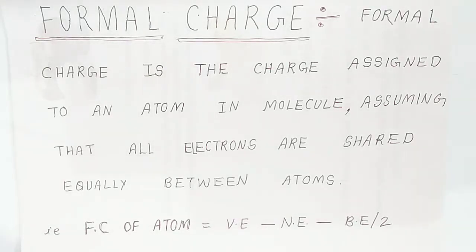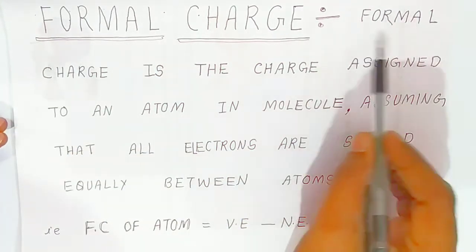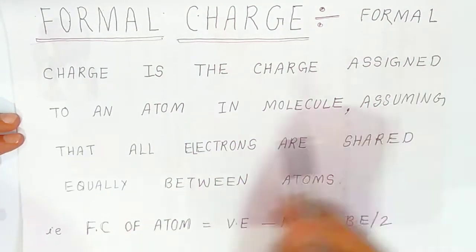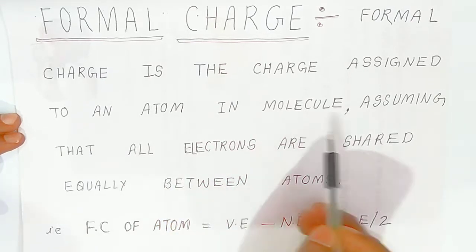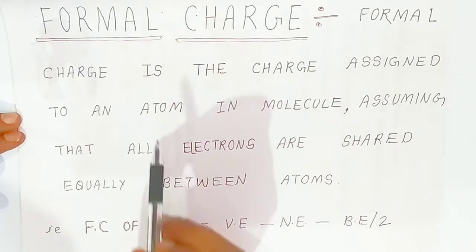Today students we are going to see the formal charge. Now students, what is the definition of formal charge? Formal charge is the charge assigned to an atom in a molecule, assuming that all the electrons are shared equally between the atoms. This is about the formal charge.